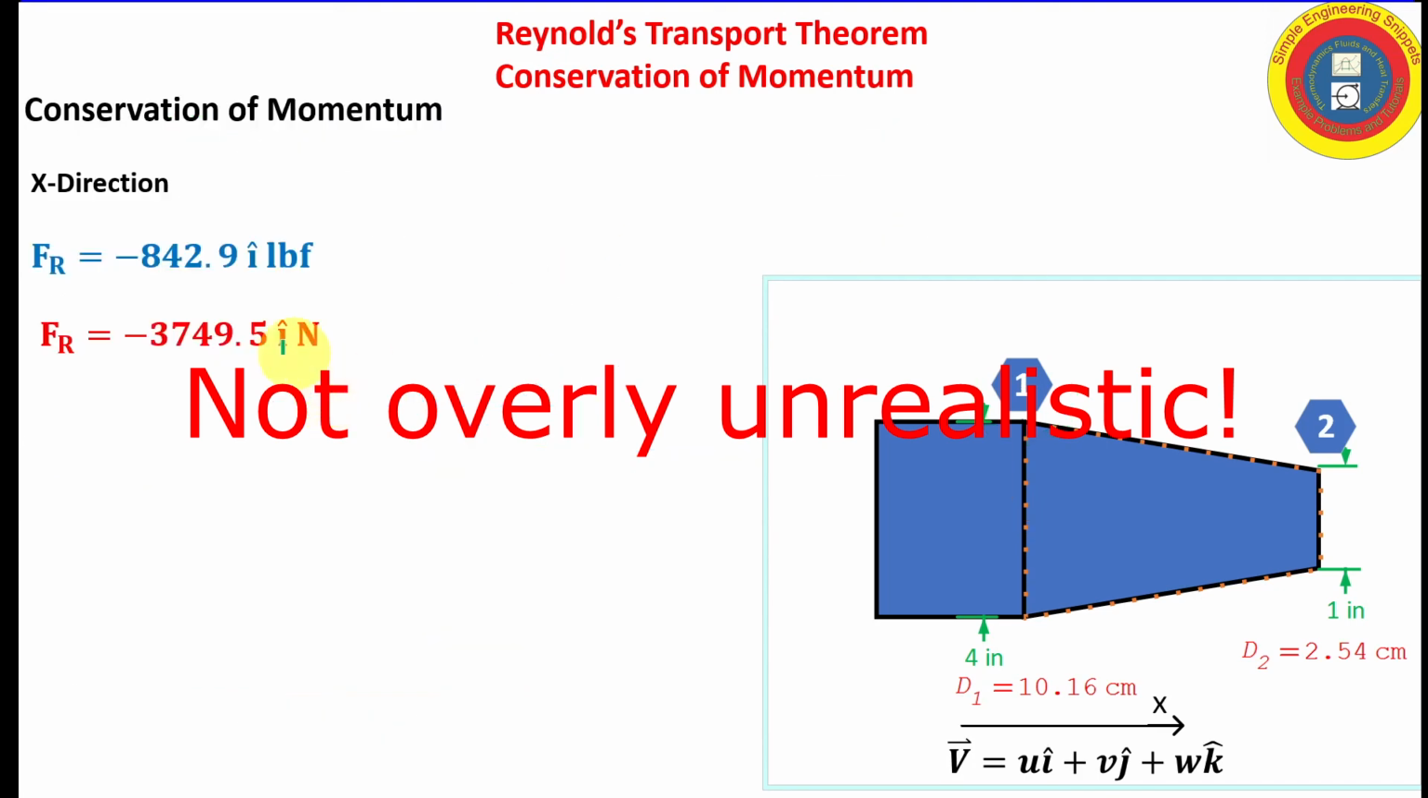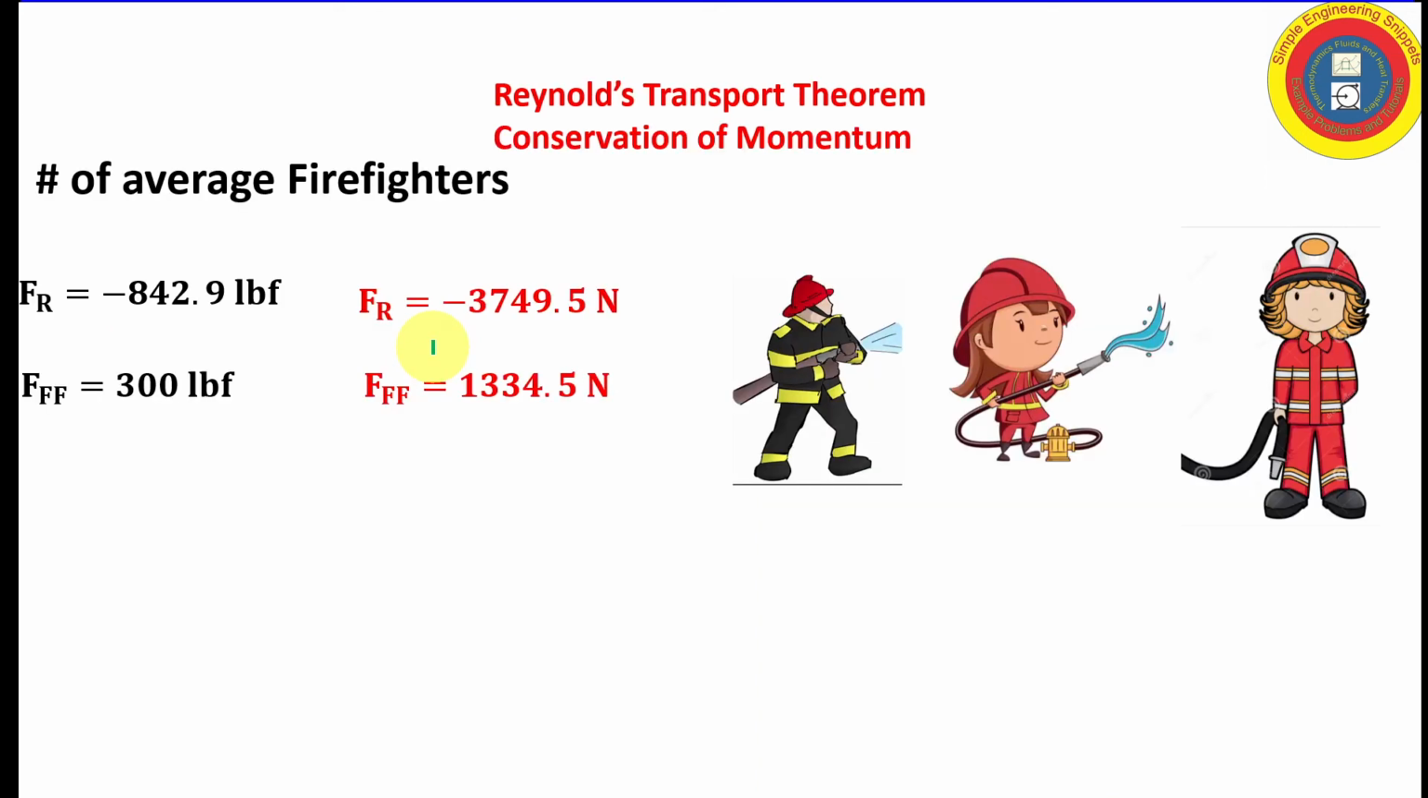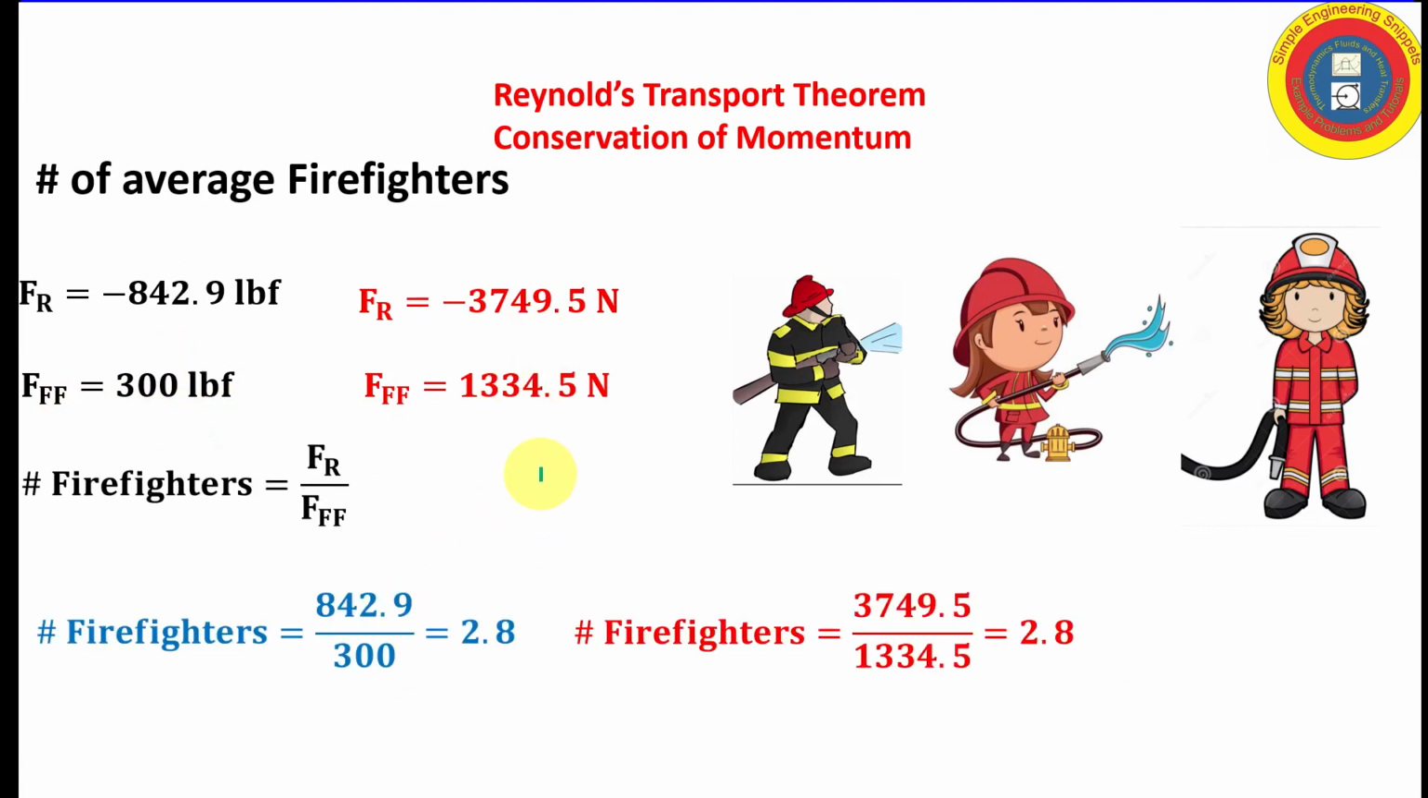So the forces are indeed in the minus x direction for the given data. That looks pretty realistic, but that's not what we were looking for. We were looking for the number of firefighters. So we get to take the force that each firefighter, an average firefighter, can apply and divide that into the required force. And, well, we get 2.8, and we'll just take that up to 3.